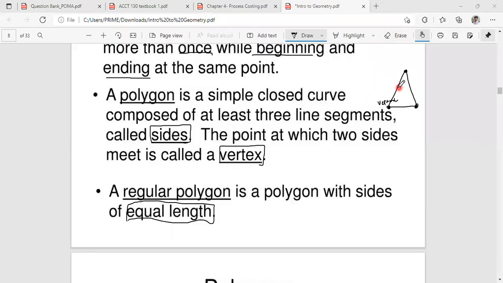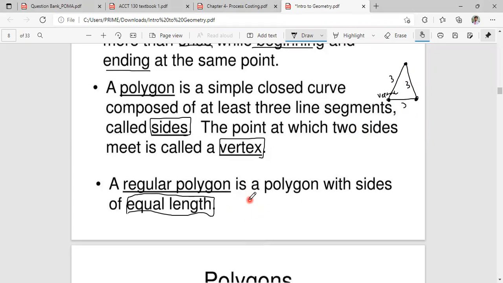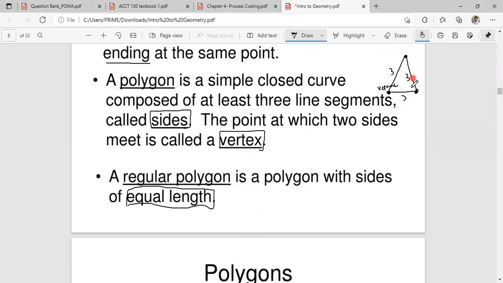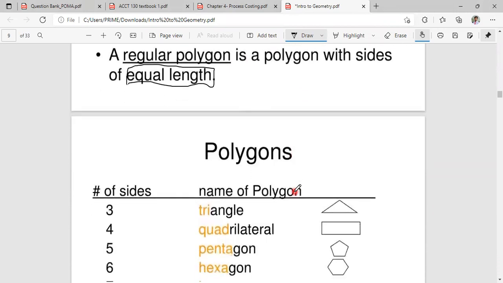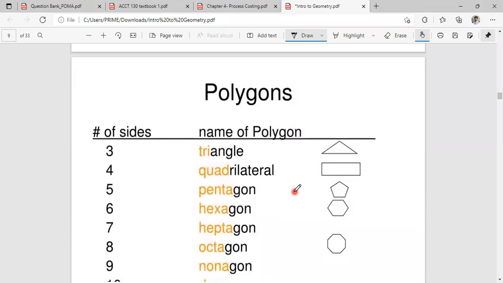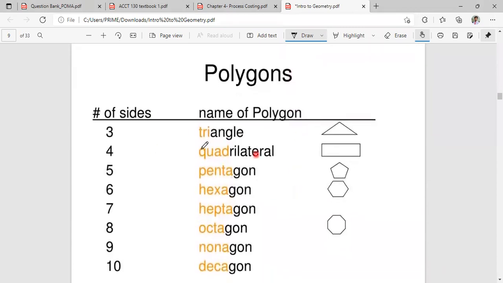Okay, here you go. If I have this side that is 3, this is also 3, and this is also 3, so if all the sides have equal length, this will be a regular polygon. Or if it has some different lengths, it will be called an irregular one. So that is a polygon.